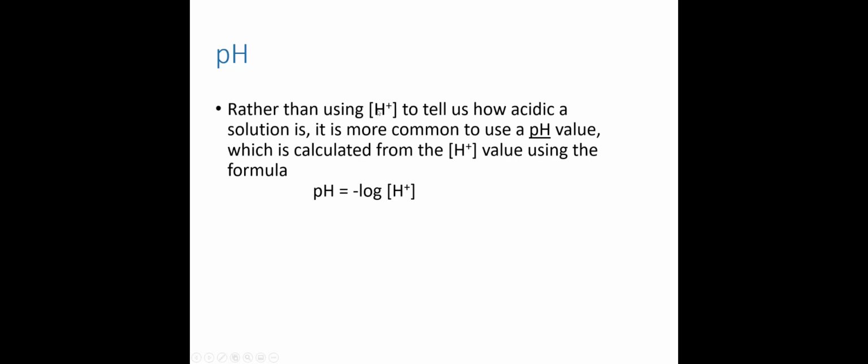Now, the problem with proton concentrations in acids and bases is that the numbers for this are often extremely small, so much so as to be inconvenient. For example, among the most concentrated acid solutions, we might have concentrations of about 12, but more often than not, we are dealing with numbers that can be very, very small. And so it's much more useful to use what we call a pH value, which is simply calculated from the proton concentration from this formula right here that you want to know. The pH is negative log of the proton concentration.